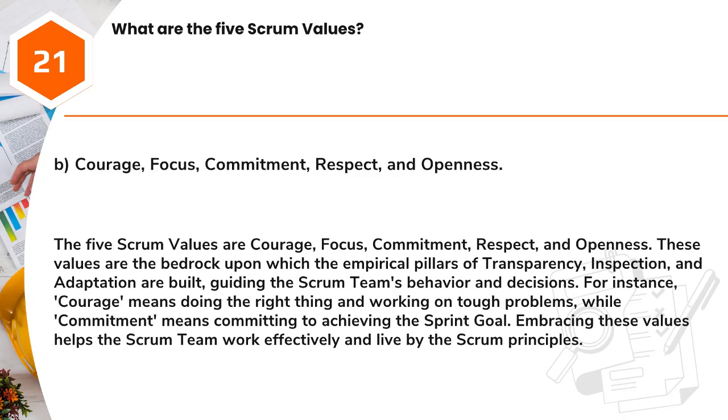Answer: B. Courage, focus, commitment, respect, and openness. The 5 Scrum values are courage, focus, commitment, respect, and openness. These values are the bedrock upon which the empirical pillars of transparency, inspection, and adaptation are built, guiding the Scrum team's behavior and decisions. For instance, courage means doing the right thing and working on tough problems, while commitment means committing to achieving the sprint goal. Embracing these values helps the Scrum team work effectively and live by the Scrum principles.